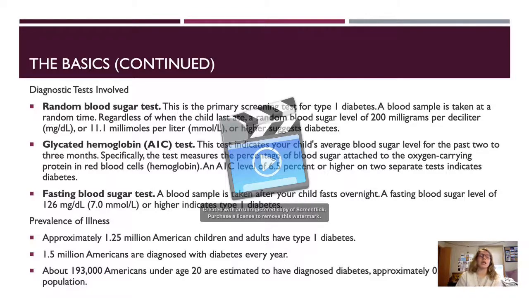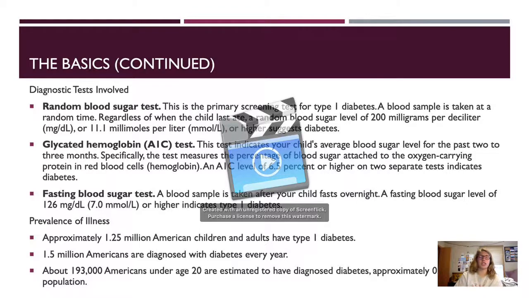Another test is the glycated hemoglobin test. This indicates the child's average blood sugar level for the past 2 to 3 months. More specifically, this test measures the percentage of blood sugar attached to the oxygen-carrying protein in red blood cells, which is hemoglobin. A result of 6.5% or higher on 2 separate tests would indicate diabetes.